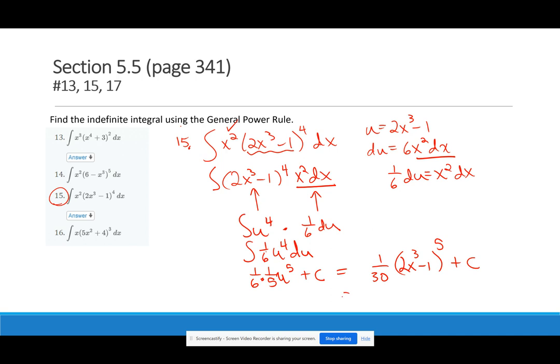And that would be okay. So doing that to the fifth power all over 30 says the same thing. So either one of those is equally good. Okay.